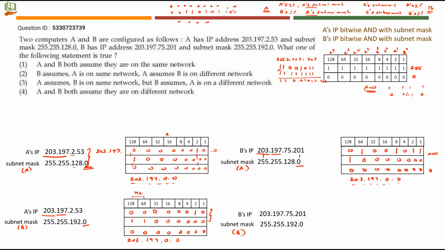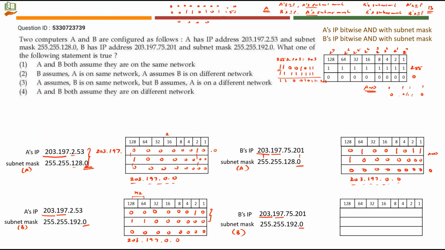Now let's do the same thing for B. B's IP with B's subnet mask. 255 and 203 will have 203. 255 and 197 will have 197. 0 and 201 will have 0. Now we will go for 75 and 192. 192 we know the first two bits are 1. The remaining bits are 0. What about 75? 64, 8, 2 and 1. The remaining places are 0.